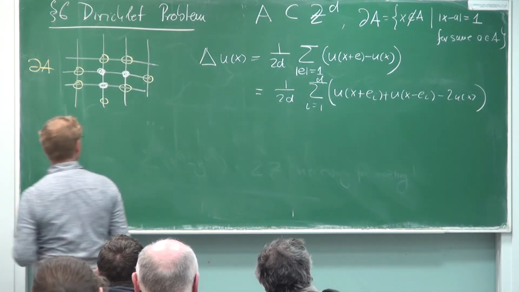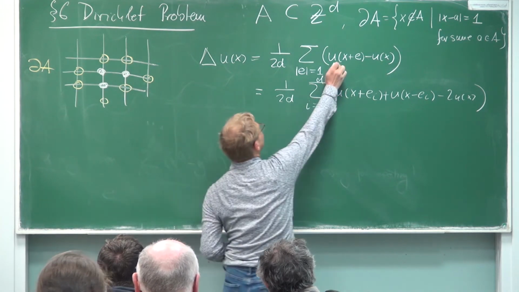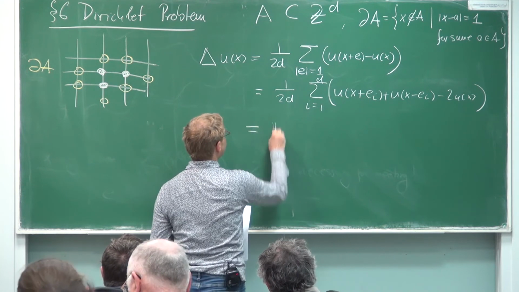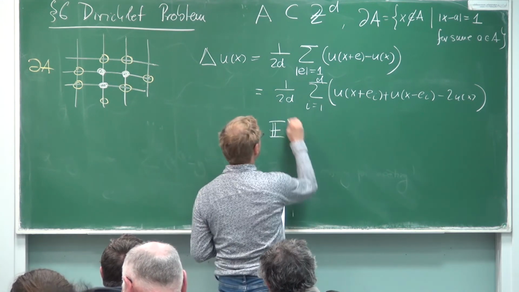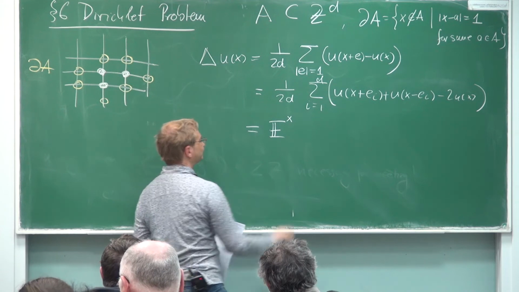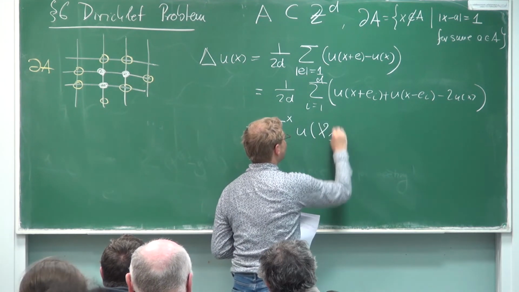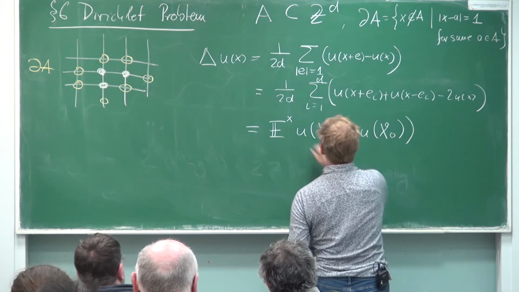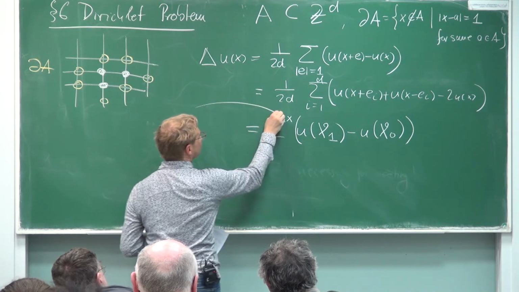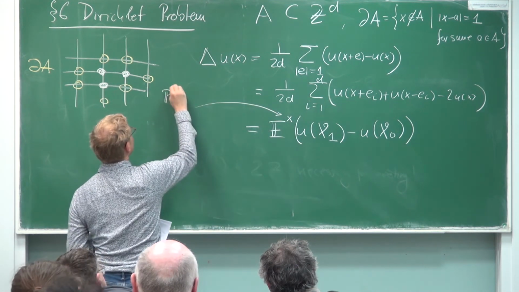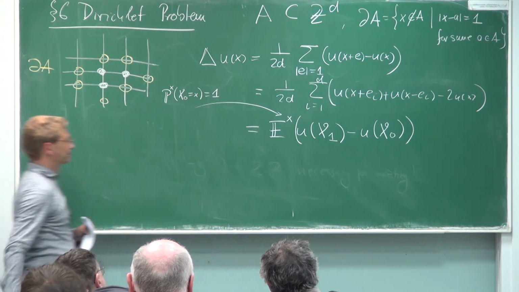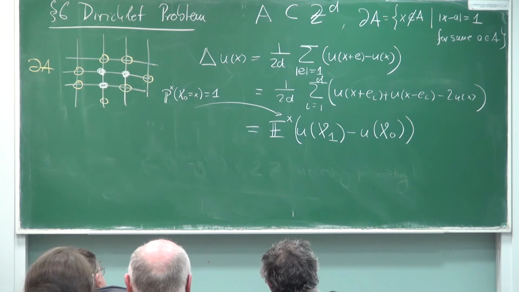What is interesting now is that here the random walk appears, because you can write this as the expected value of a random walk starting at x, making one step, subtracting the starting point. That means the probability that X0 is x is 1. So this has a probabilistic interpretation.